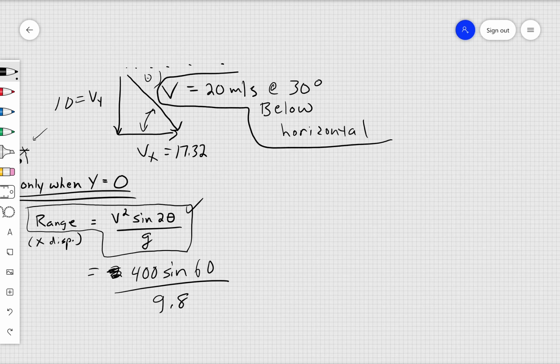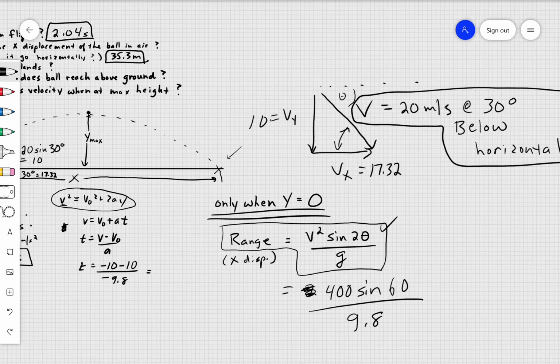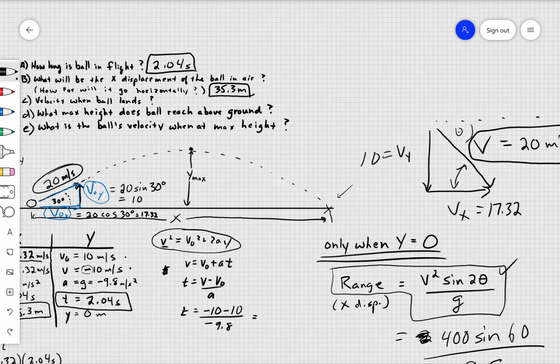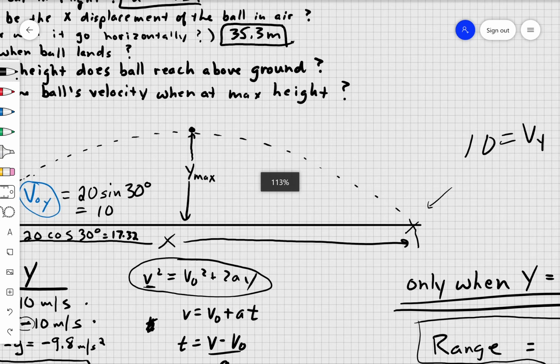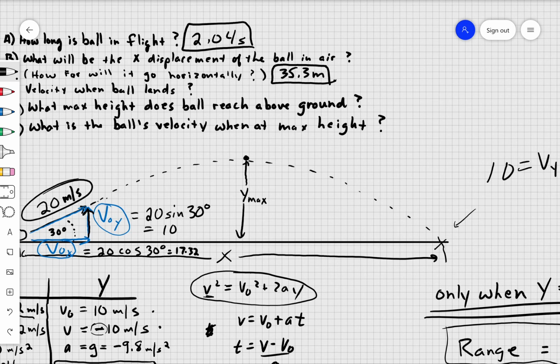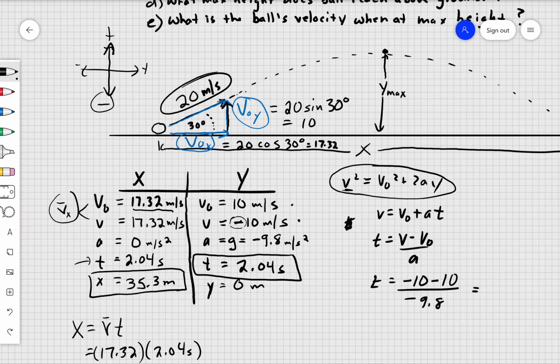Now, if you look at these conditions, you can come up with that answer very quickly and not even have to work it out. So the velocity when we land is 20 meters per second at 30 degrees below horizontal. But I want you to look at how we know that without working it out, without solving the problem. We already know that solution.